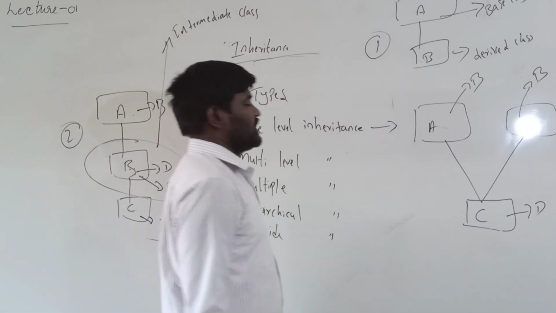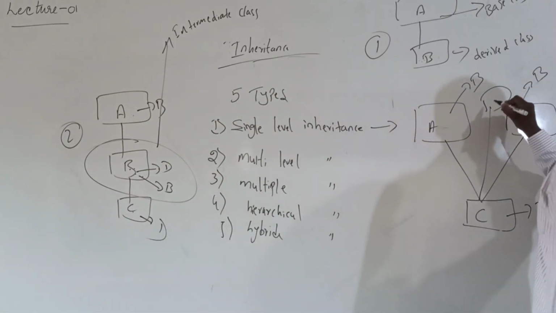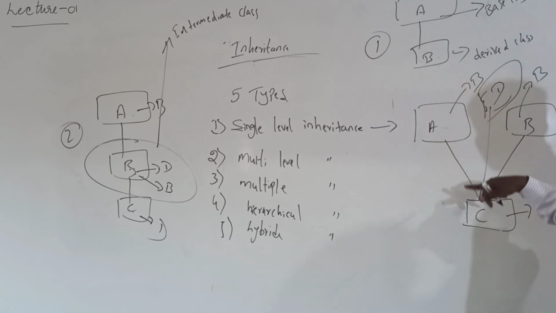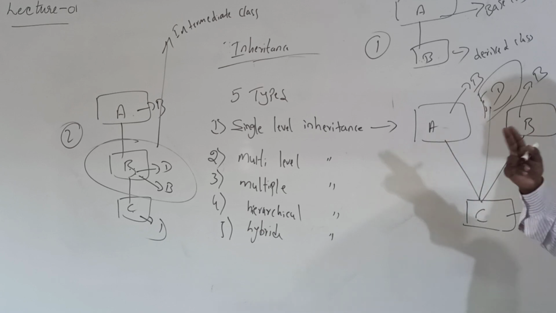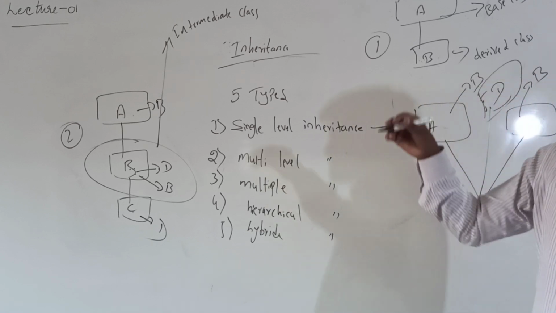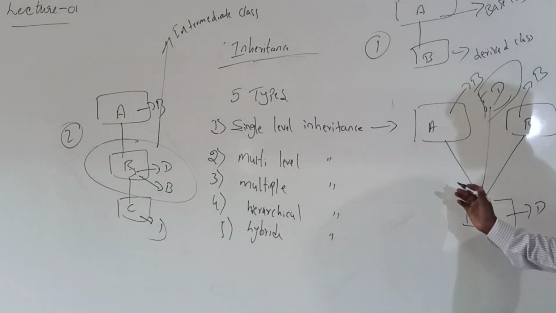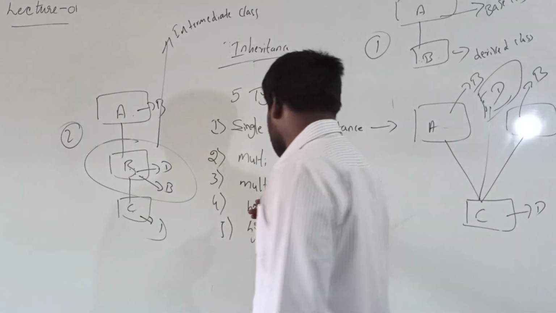If you consider D, this is also multiple inheritance. A class is derived from more than one base class. Minimum two, maximum depends on the program or the situation to implement the inheritance. So this is nothing but multiple inheritance.